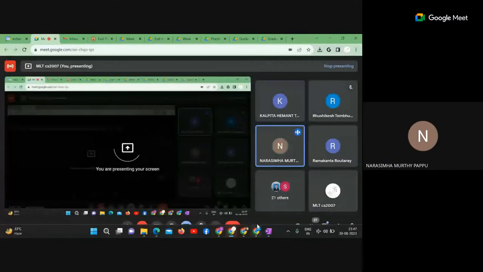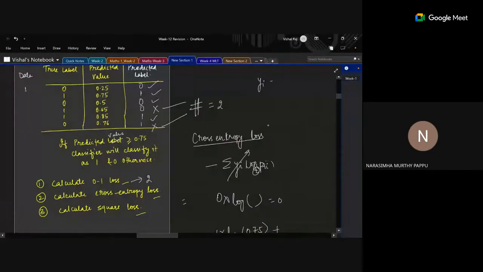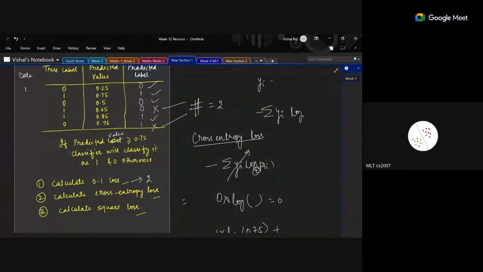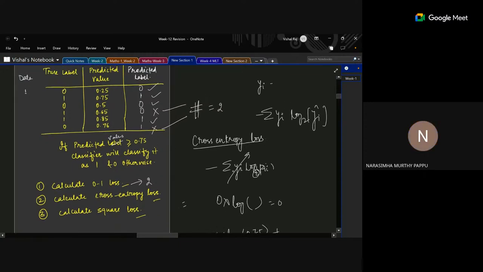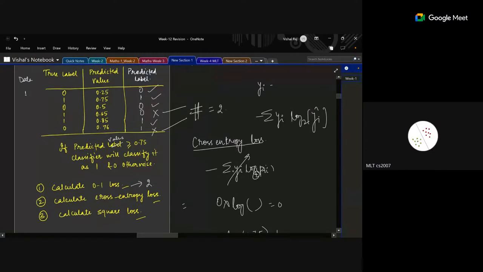Just to be clear on the formula, it is y hat i into log, so you can write it like this: y i cap minus log 2 y i cap. The y i cap or hat is the value you are getting corresponding to that yi, in the form of a probability value between 0 and 1. That is the predicted value, and yi is the original label. Yes, yi is the true label.